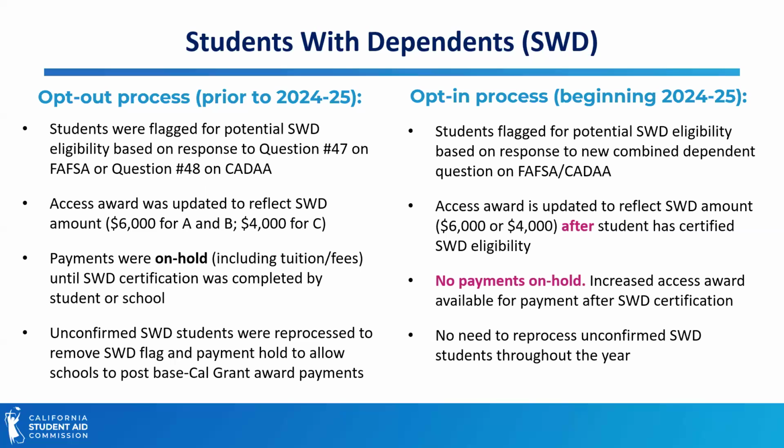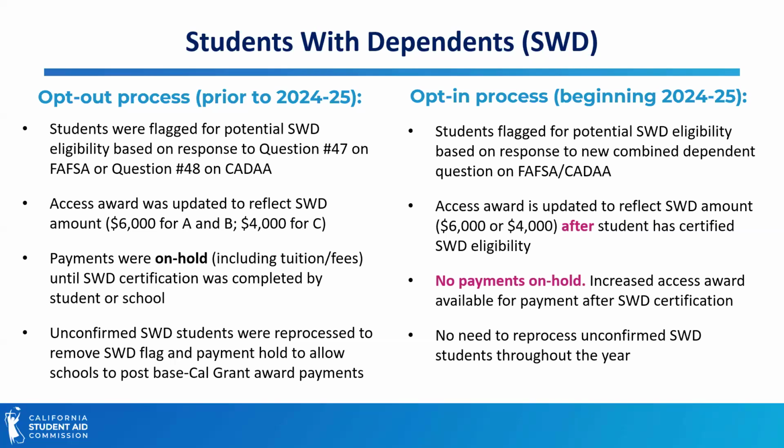So unconfirmed SWD students were reprocessed to remove the SWD flag if they hadn't done the certification in a specified amount of time. And this allowed schools to go ahead and pay out those base Cal Grant Award payments. Now, this is all prior to 24-25, but beginning this year, students are flagged for potential SWD eligibility based on that response to the new combined dependent question on the FAFSA or CADA. And rather than the award being placed on hold, the awards are set at the base amount until after the student has certified their eligibility.